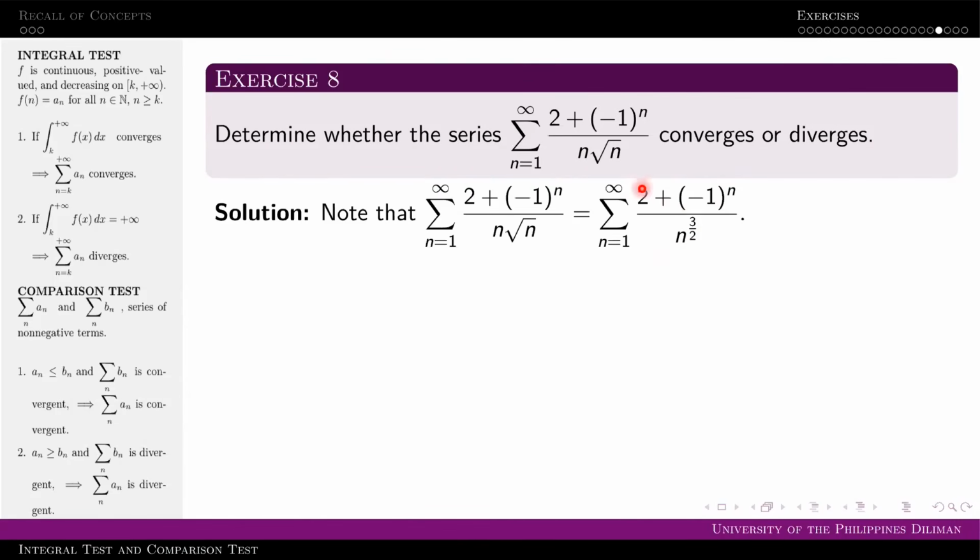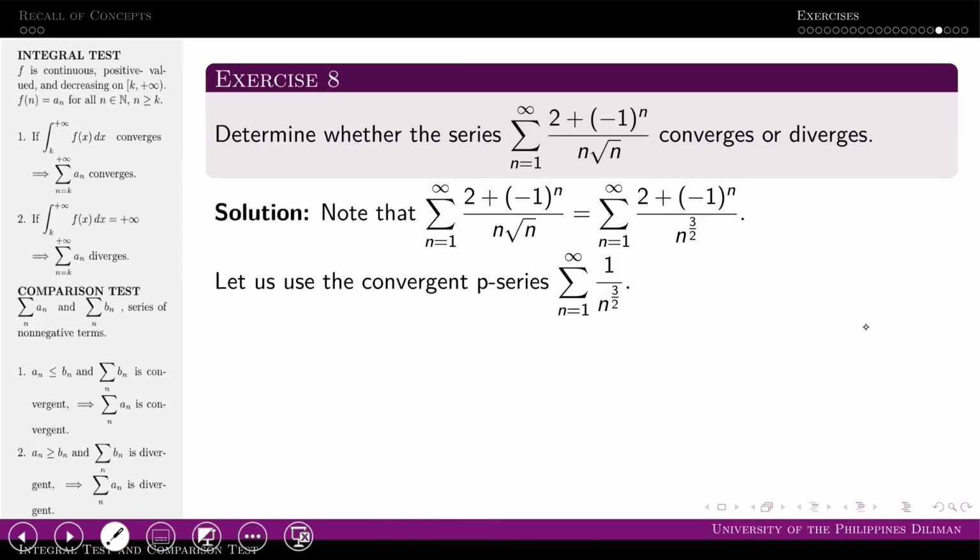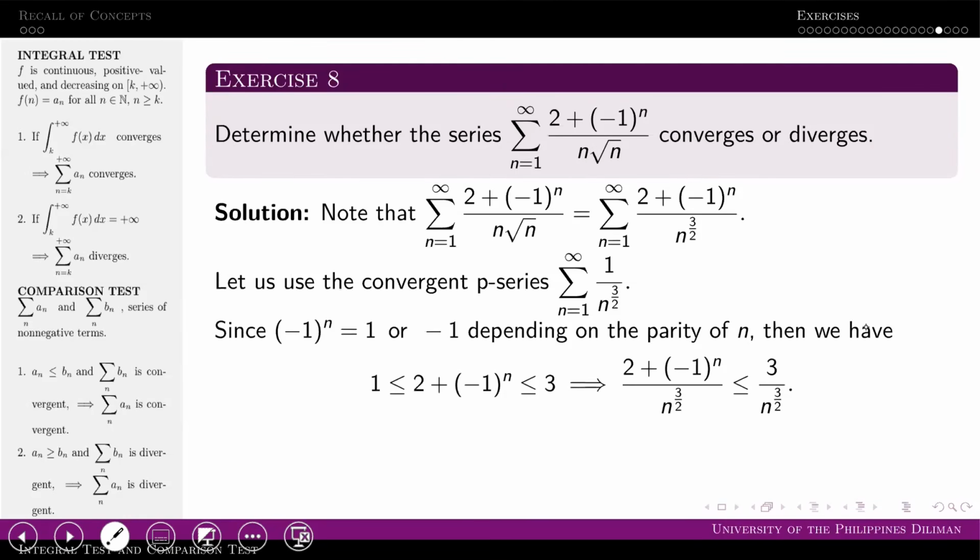This is still bounded, so we might want to compare it with the convergent p-series 1 over n raised to 3 halves. Ano yung magbabago from our inequalities from the previous solution? Ang magbabago lang is that si square root of n magiging n raised to 3 halves. So, eto pa rin siya. We have the same inequality for 2 plus negative 1 raised to n.